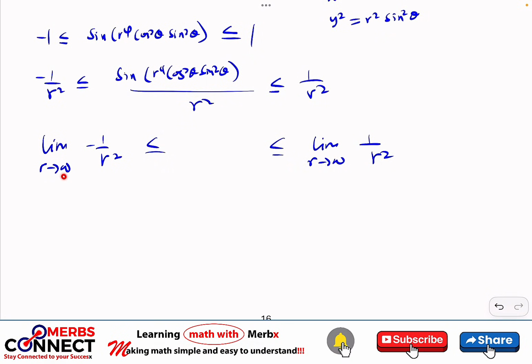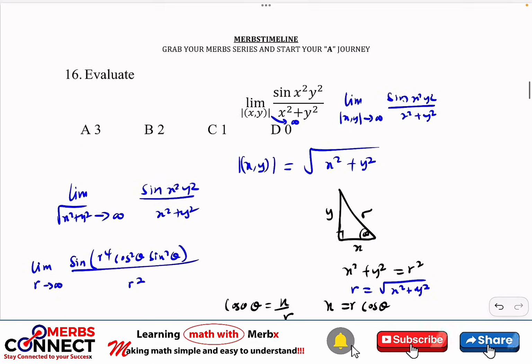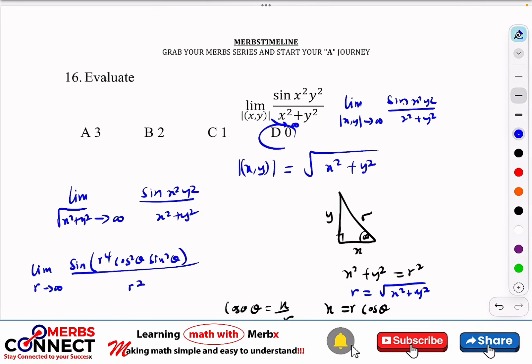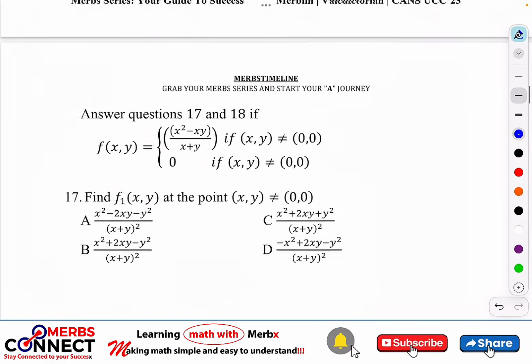Now when I plug in infinity here, 1 divided by a very big number is going to be 0, and 1 divided by a big number too is going to be 0. So this is 0, this is 0. Based on the squeeze theorem, this should be given as 0. So we should be getting our answer to be D here. Very nice. Now let's look at question 17.